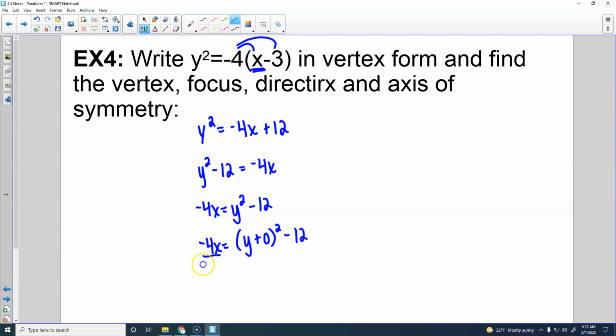So we have to divide by negative 4. And so when we divide this by negative 4, it's like we've got a 1 right here in front. And we also have to divide this other term over here by negative 4. So we will end up with x equals negative 1/4 times y plus 0 squared plus 3.